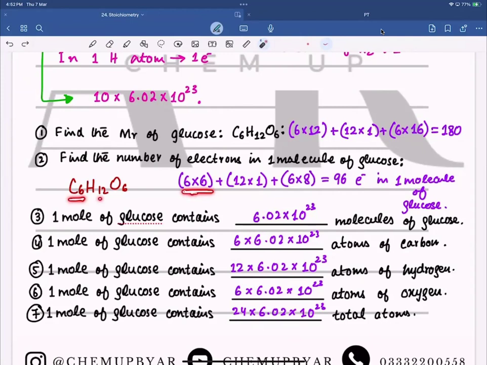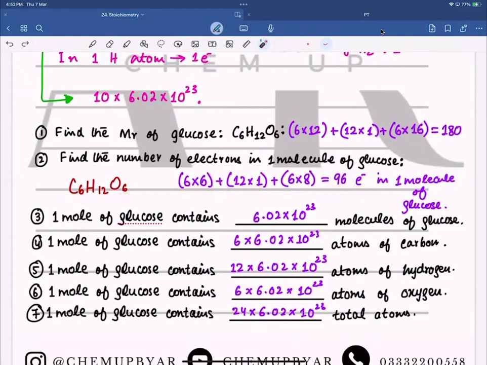Hydrogen has 1 electron. There are 12 hydrogens. So 12 times 1 gives me the total number of electrons of hydrogen in the molecule. There are 8 electrons in an oxygen atom and there are 6 oxygen atoms over here. So 6 times 8 gives me the total electrons of oxygen atoms in the molecule. Then we add them, and we will get the total electrons in one molecule.